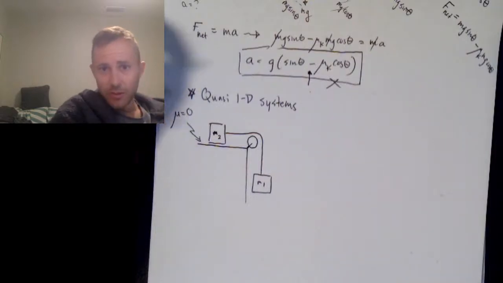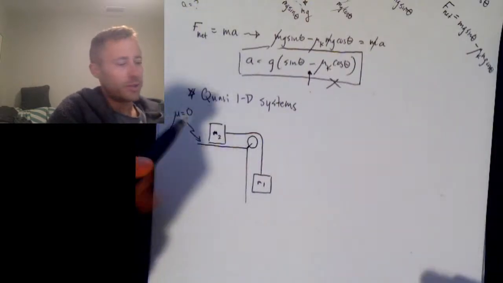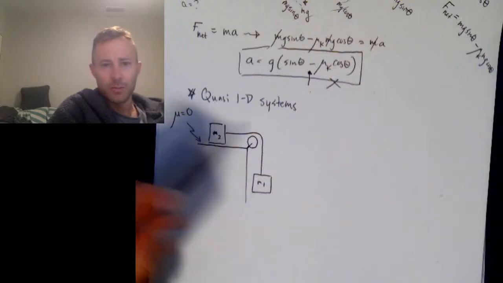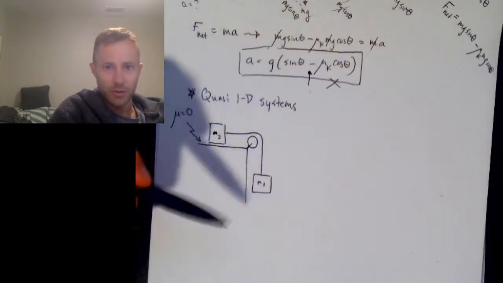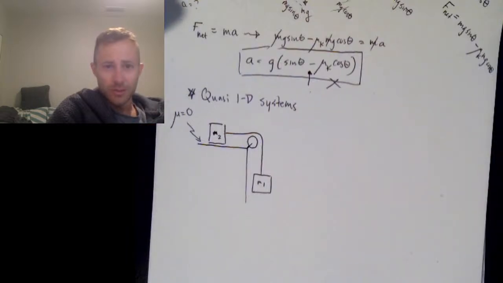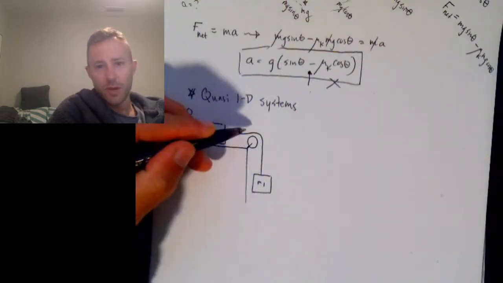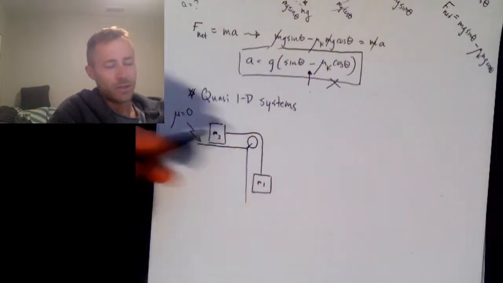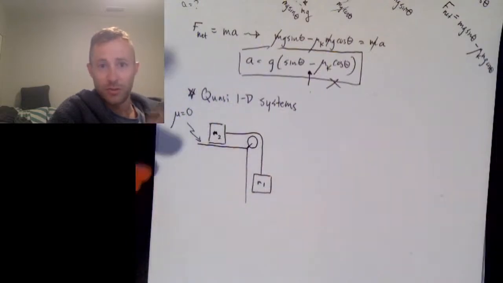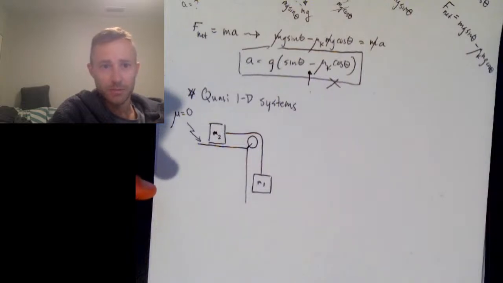So this is a quasi one-dimensional system. So even though one block is moving horizontally and the other one is moving vertically, really there's only two ways this system can go. M1 drops and M2 moves to the right, or M1 rises and M2 moves to the left. So there's only two directions, forward and backwards.